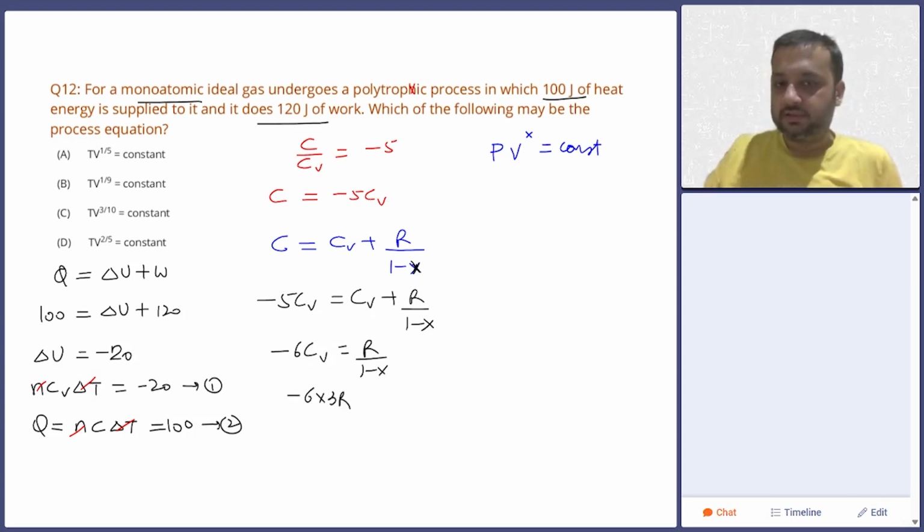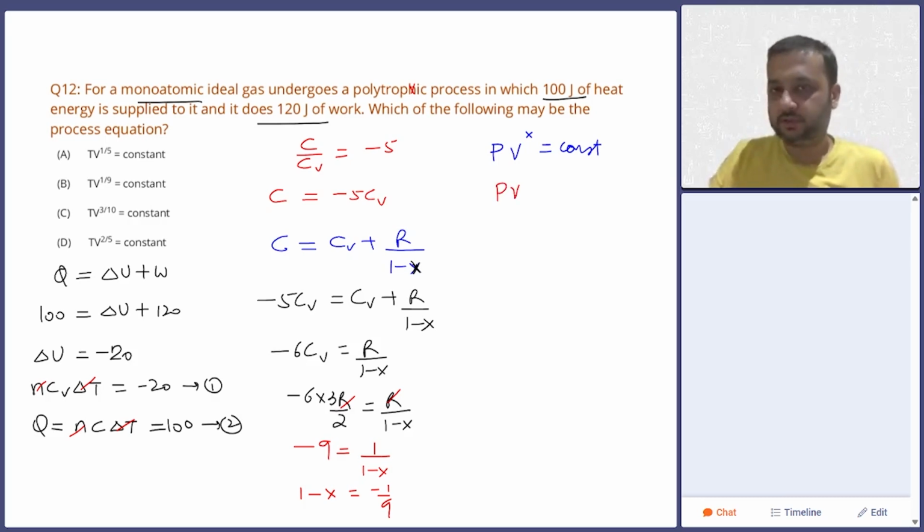So that means you can put this as 3R by 2. That will be R upon 1 minus X. So R and R will get cancelled. So this will become minus 18 by 2. That means minus 9. That will be 1 upon 1 minus X, which means 1 minus X will be minus 1 by 9. So X becomes 10 by 9. Okay, so the process equation becomes PV to the power 10 by 9 equals constant.